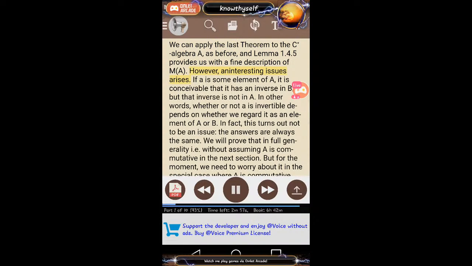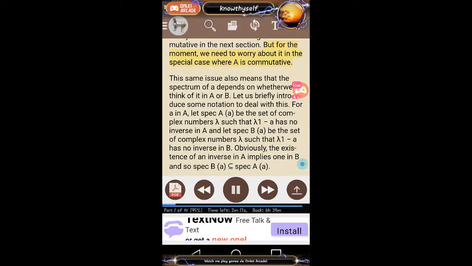However, an interesting issue arises. If a is some element of A, it is conceivable that it has an inverse in B, but that inverse is not in A. In other words, whether or not a is invertible depends on whether we regard it as an element of A or B. In fact, this turns out not to be an issue. The answers are always the same. We will prove that in full generality, i.e. without assuming A is commutative, in the next section. But for the moment, we need to worry about it in the special case where A is commutative.